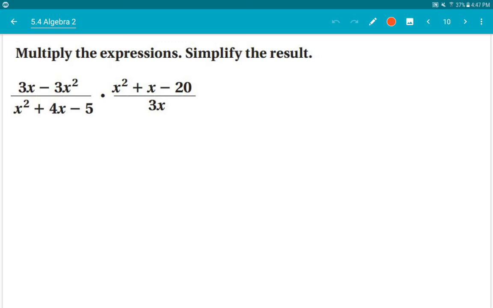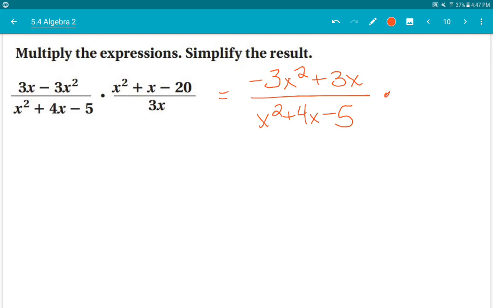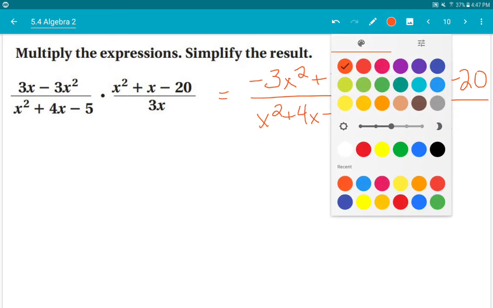So again, we want to factor this as best as we can. The first thing, if you notice in that numerator, you should probably write that in standard form. So let's do negative 3x squared plus 3x over x squared plus 4x minus 5. And then this is going to be times x squared plus x minus 20 over the 3x.